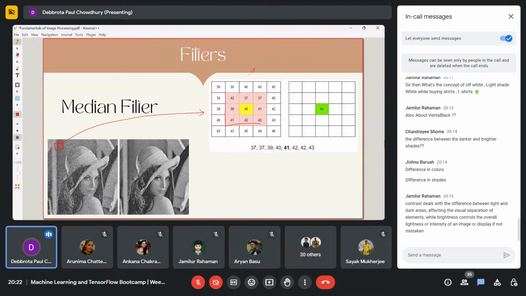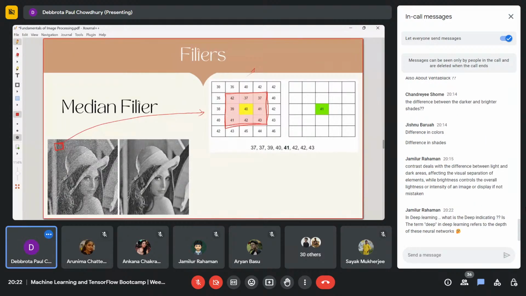Now for the median filter, we are using a filter size of 3 by 3, which means 3 rows and 3 columns. For each 3 by 3 block of values, we will sort it and take the median value. So after sorting, we get this one, and we take the median value and replace the middle value with it.